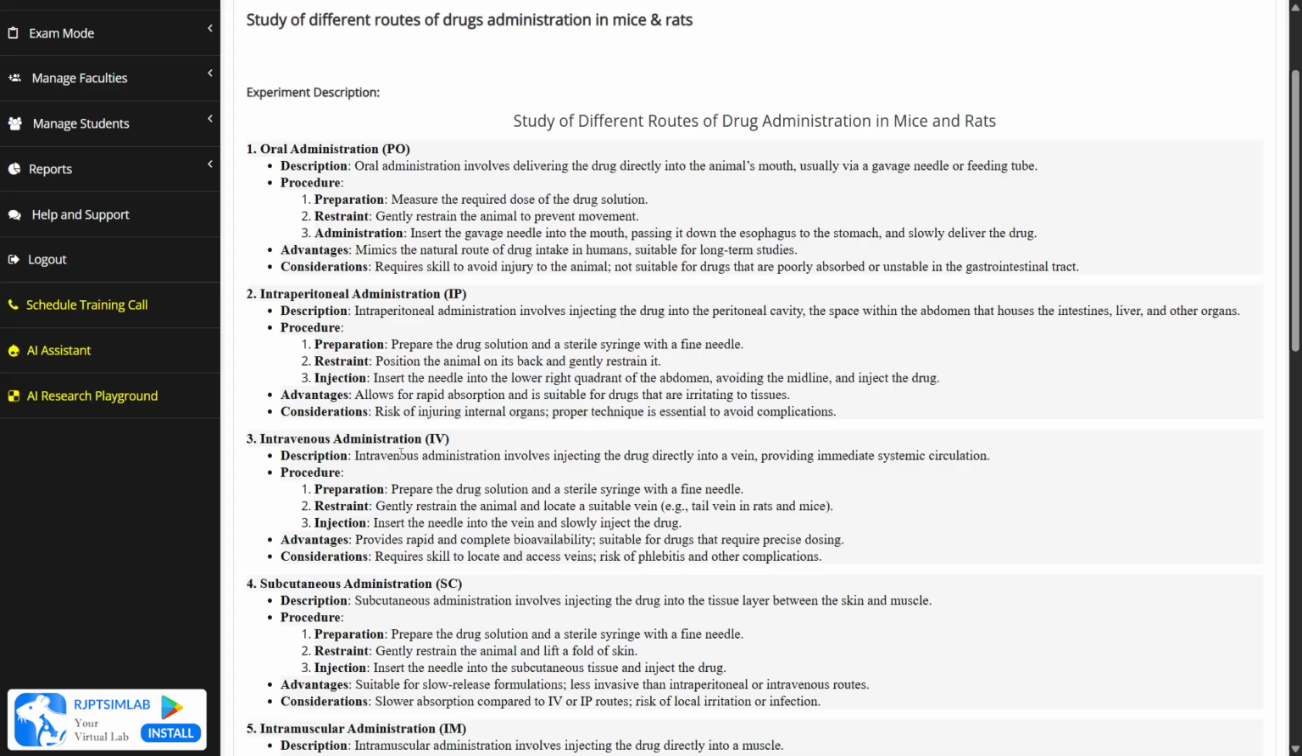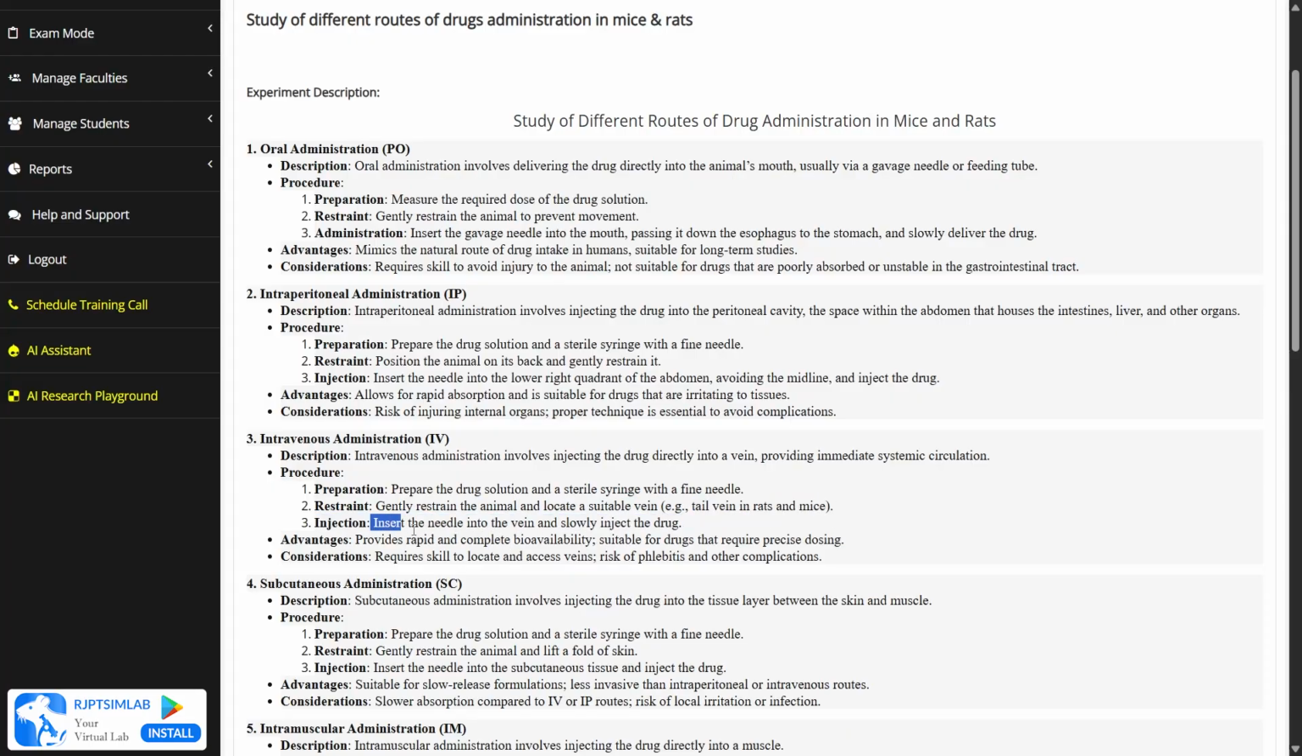The intravenous route. Intravenous administration involves injecting the drug directly into the vein, providing immediate systemic circulation. In this step, we insert the drug directly into the bloodstream, which avoids first pass metabolism. The procedures: we have to prepare the drug solution and a sterile syringe with a fine needle. We have to restrain the animal and locate a suitable vein. We have to locate the tail vein in rats and mice.